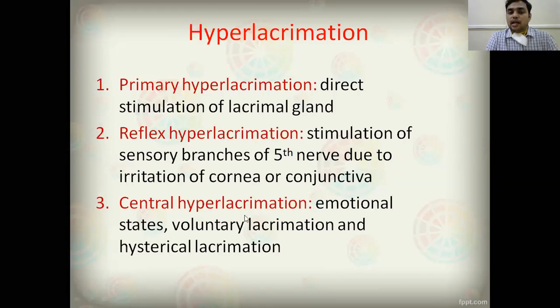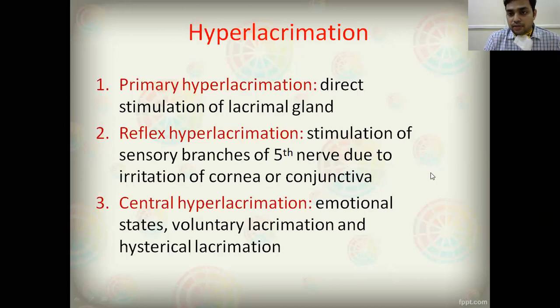And the third one is central hyperlacrimation. Here the CNS is involved. It is seen in cases of emotional states. That is, in case of very happiness or very sadness, there is some watering in the eyes. That is due to central hyperlacrimation, or it may be due to voluntary action, or maybe due to hysterical involvement. These are the 3 types of hyperlacrimation.